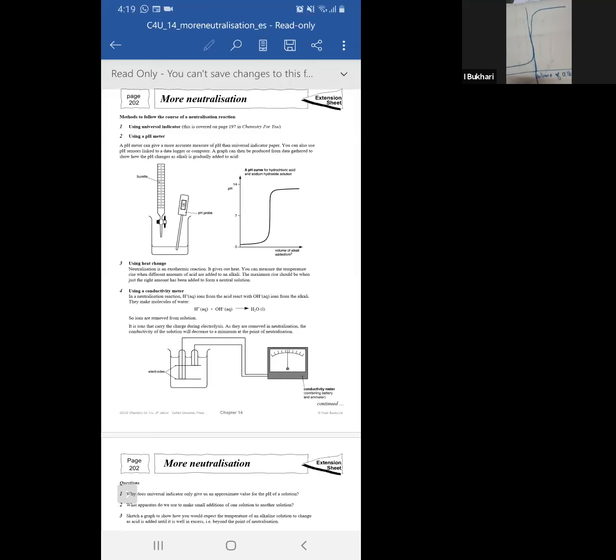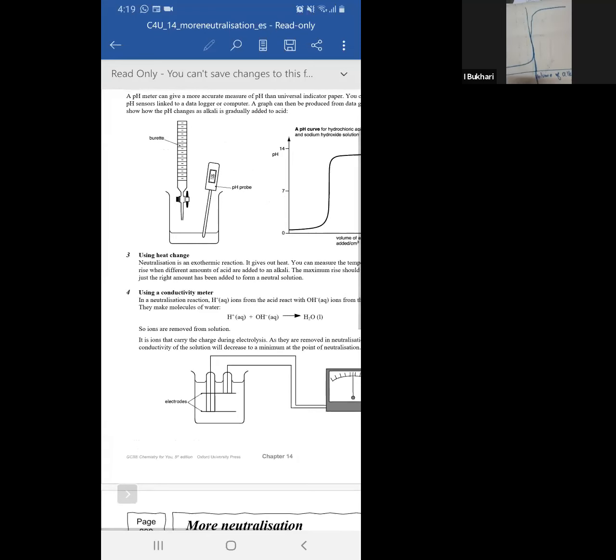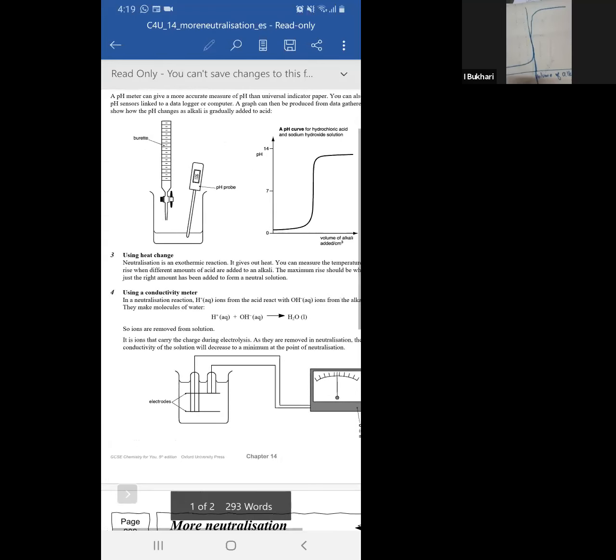If they give out more, we call that reaction exothermic. If they take in more, then we call those reactions endothermic reactions. So neutralization is an exothermic reaction, meaning that it gives out more heat than it takes in. I'm reading this: neutralization is an exothermic reaction.